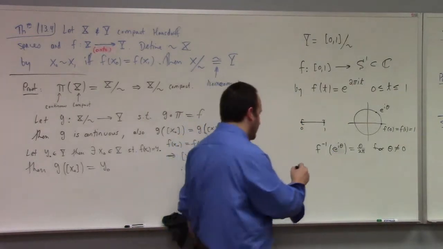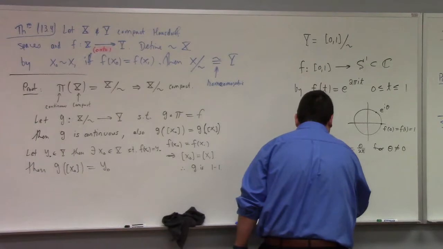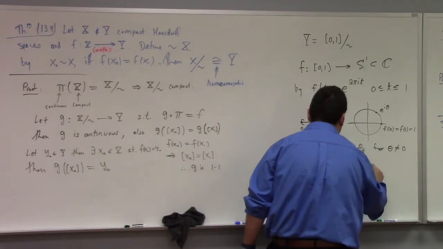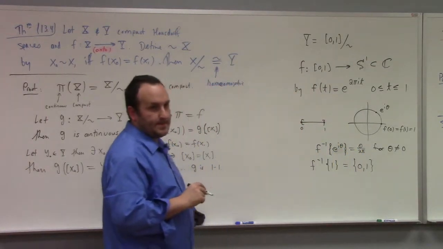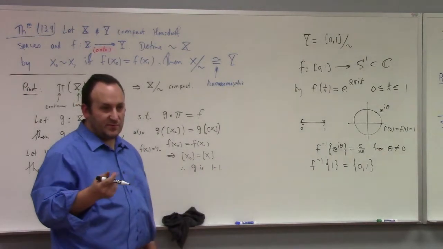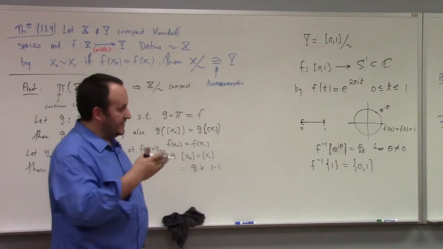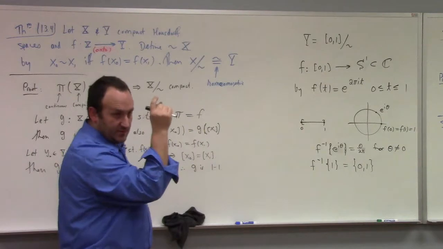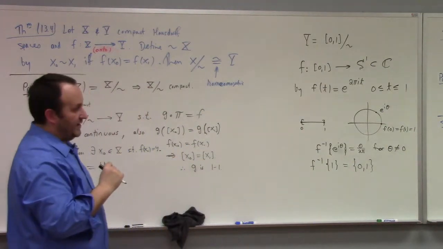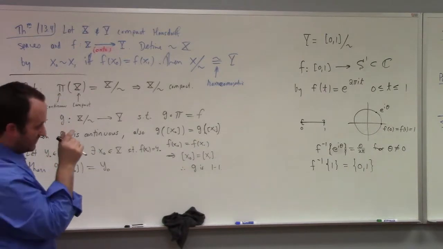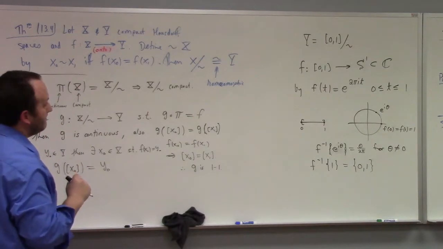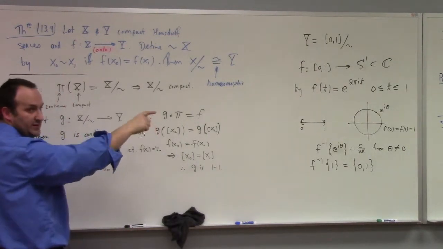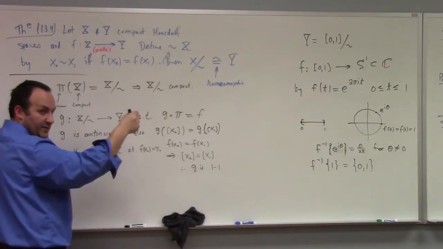And then the inverse image of 1 is what? It's 0 and 1. So that glues 0 and 1 together. It's a continuous map, right? And going from compact Hausdorff to compact Hausdorff. And so this proves that, what? What does this prove? That the quotient of taking the unit interval and gluing the endpoints together is homeomorphic to the circle.